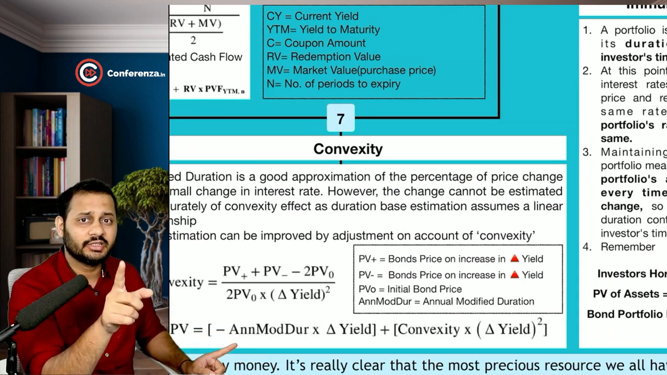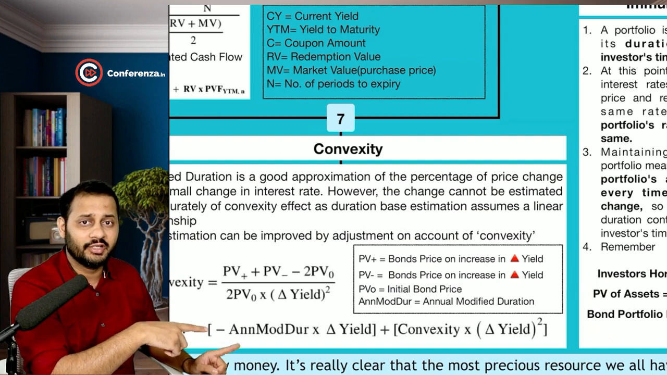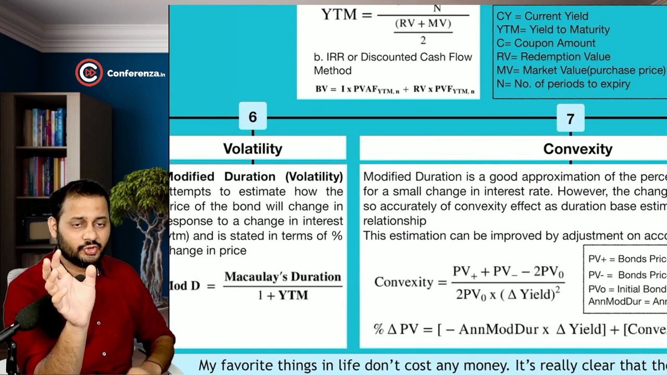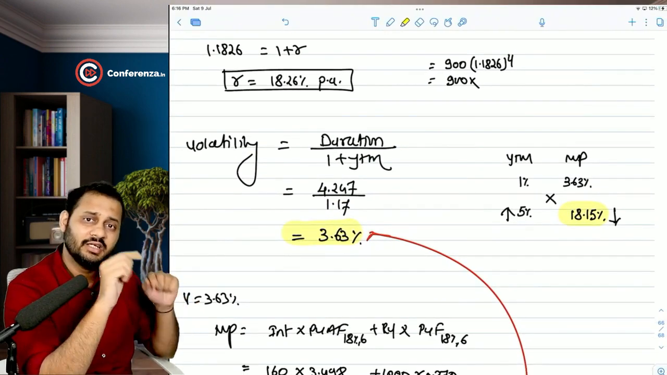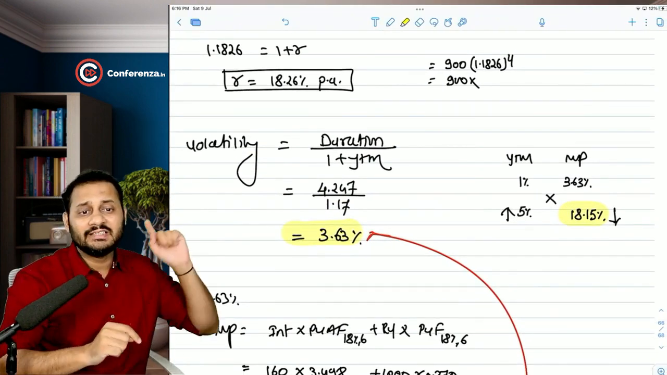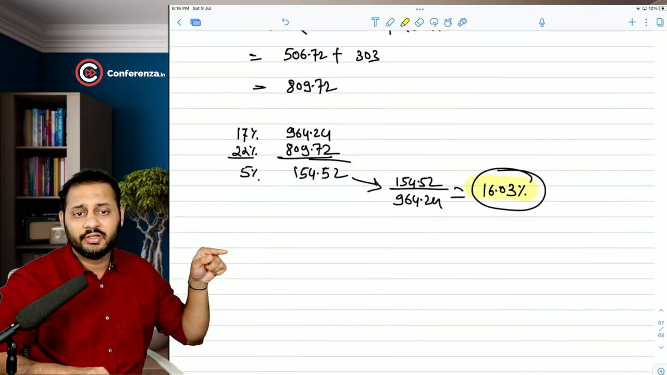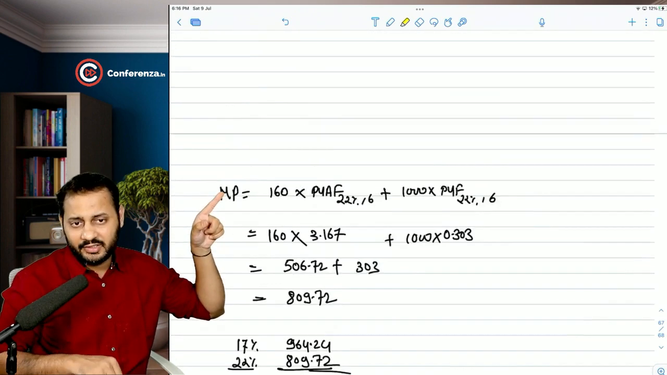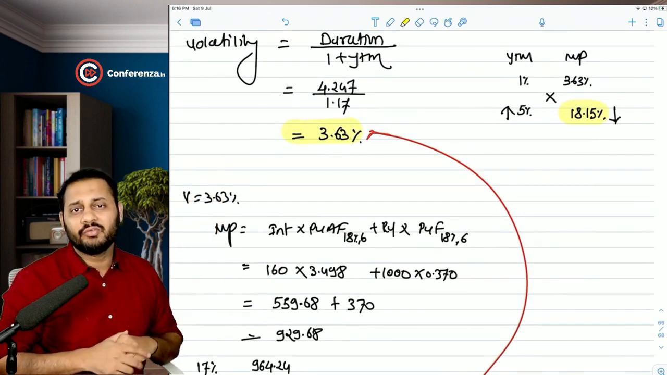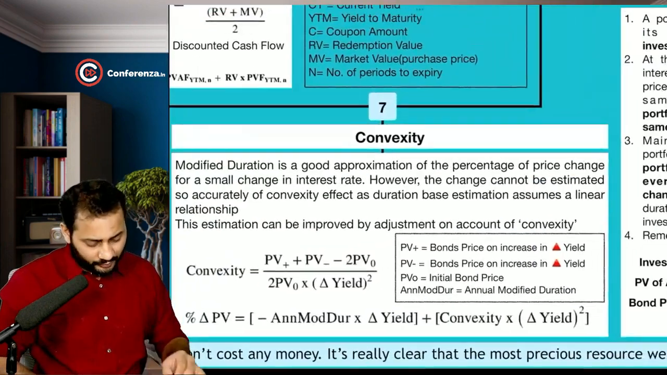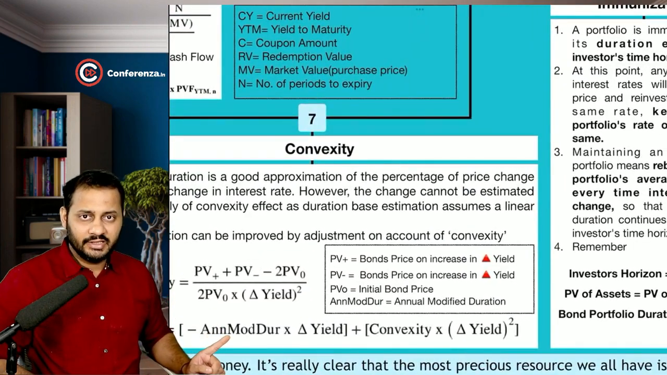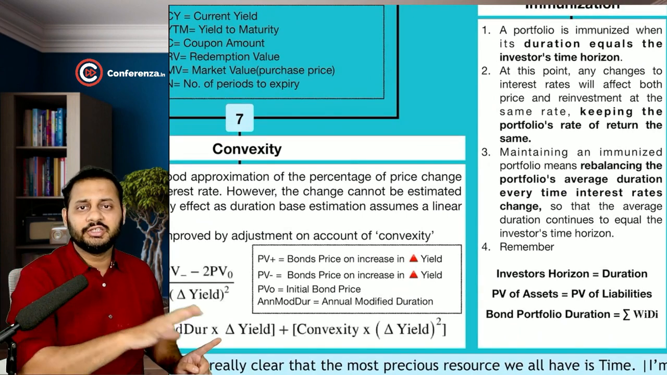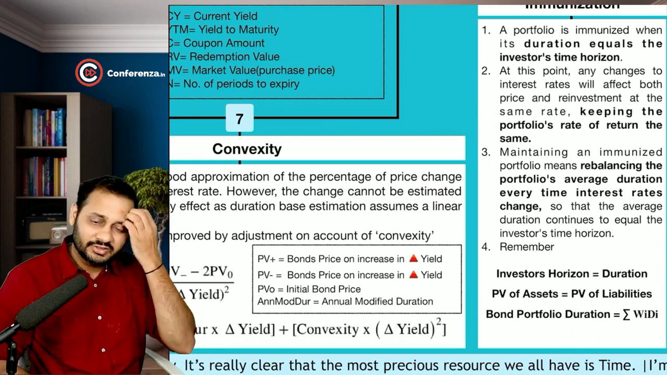We are starting the concept of convexity with the annual modified duration. Means the answer that we calculated here will be the base. So 18.15% is still important for us, but we are going to adjust that 18.15% to bring it somewhere near 16.03, because the real answer is 16.03, right? So we will start with this 18.15. Then we will multiply it with the change in YTM, whatever the change was in the YTM, that 5%.